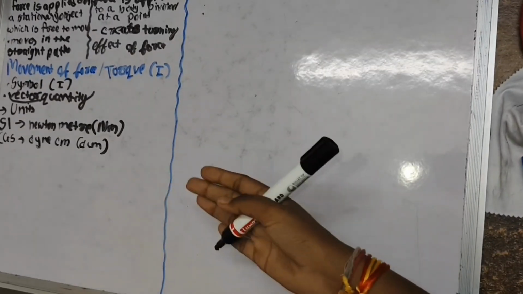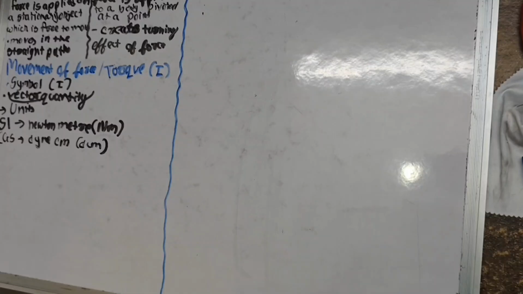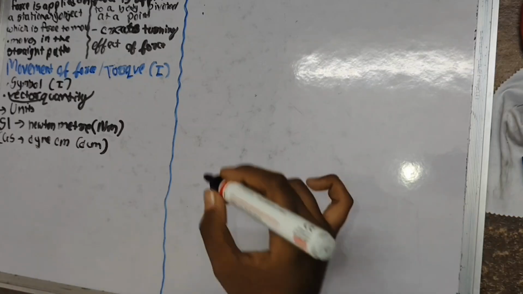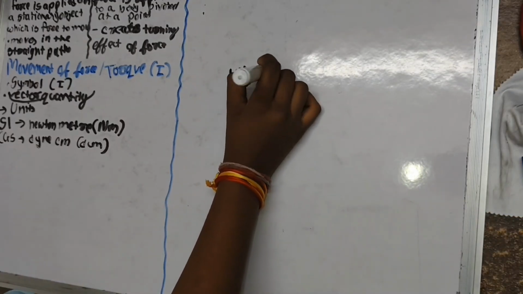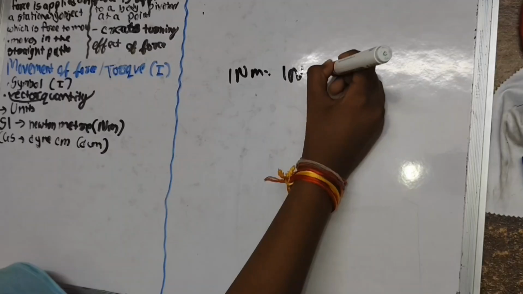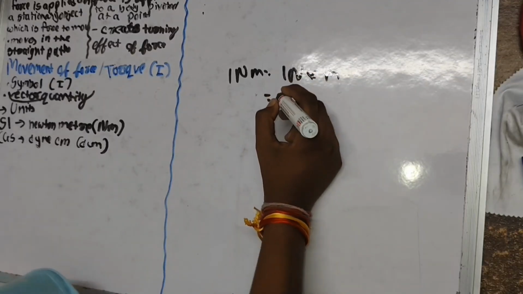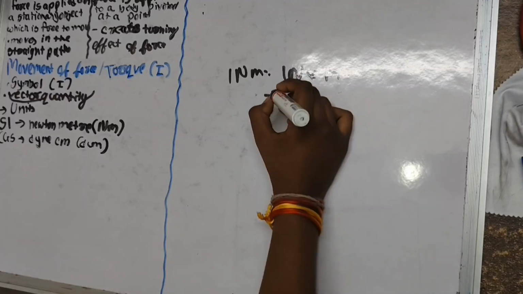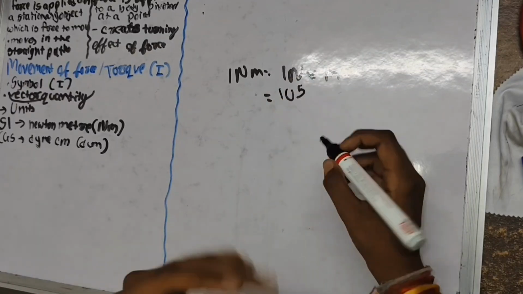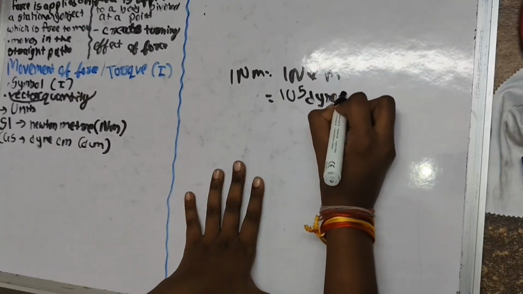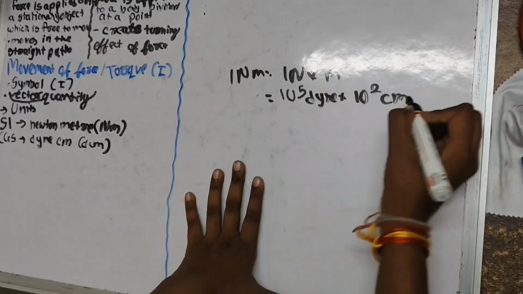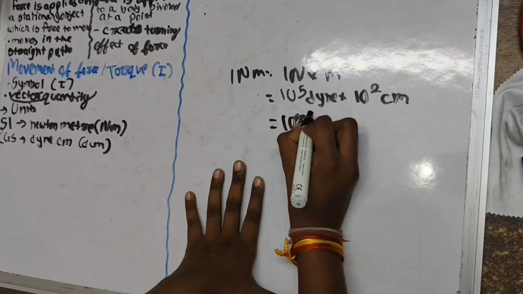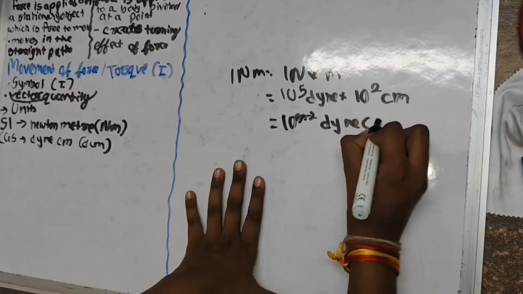So the SI unit of torque is Newton meter and the CGS unit is dyne centimeter. And now we are going to find the relation between them. So 1 Newton meter is 1 Newton into meter. 1 Newton is also known as 10 raised to 5 dyne, into 10 raised to 2 centimeter. So it is 10 raised to 5 plus 2 dyne centimeter.